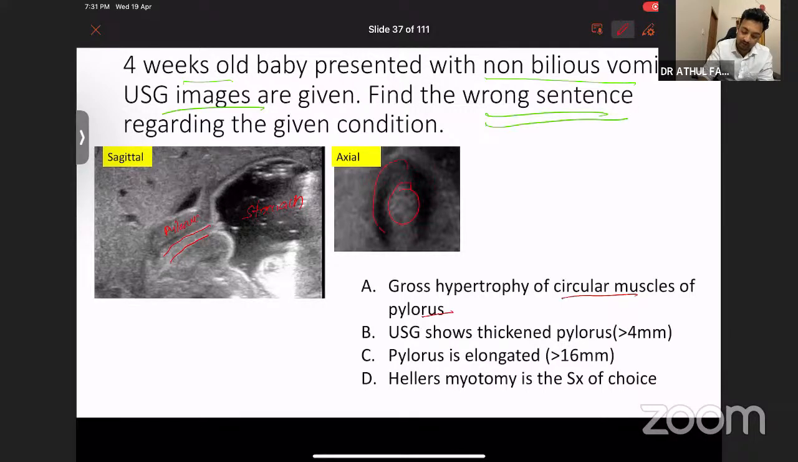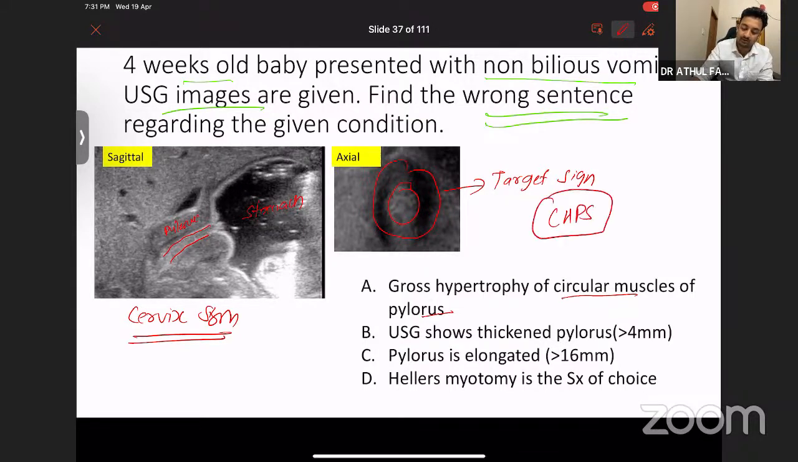Yes, giving you one classical sign known as the target sign in axial section. And in sagittal section, you are getting a sign called the cervix sign. So this is a condition known as congenital hypertrophic pyloric stenosis. Here there will be gross hypertrophy of the circular muscles. Ultrasound is the first and foremost investigation that you can do, because it is very easily available. The imaging appearance is very classical. You will be able to see the thickened and elongated pylorus like this, and one protruding nipple-like appearance known as the antral nipple sign.